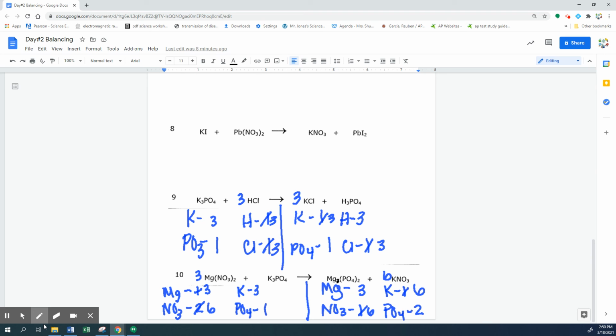Now my potassium and my phosphate do not balance, so I need my potassium to be 6, so I'm going to multiply by 2 here. That changes my potassium. It also changes my phosphate to 2. And everything is balanced.